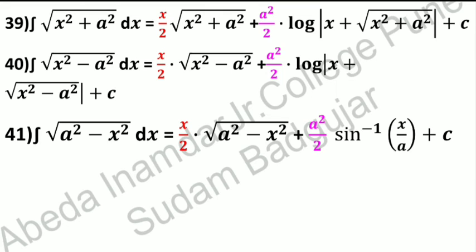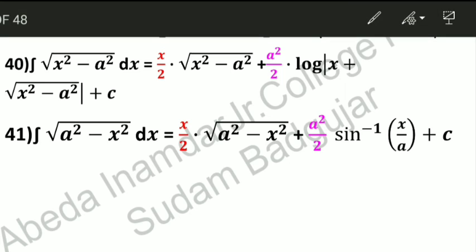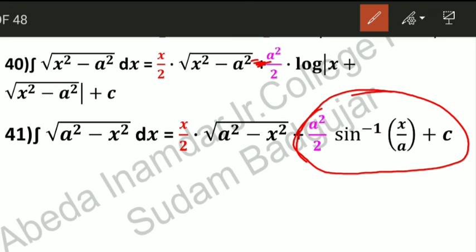Again, plus a square by 2 and minus a square by 2. Here it is minus a square by 2, here it was a mistake, that is minus a square by 2 into log of x plus under root of x square plus a square. Now this one is x by 2 into under root of a square minus x square, plus a square by 2 into sine inverse of x by a.